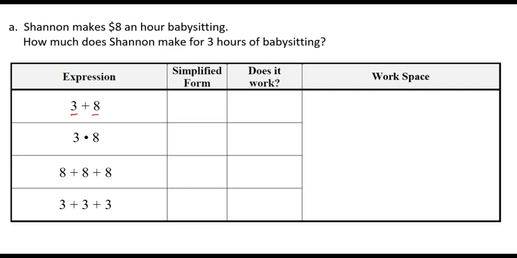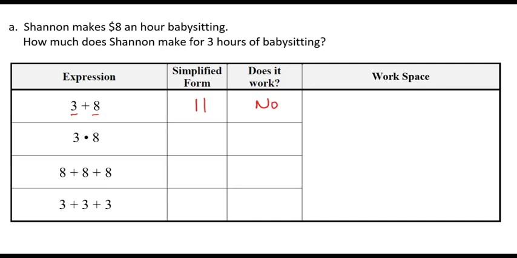When I simplify this, I get 11. 3 plus 8 is 11. Well, the story says that she makes $8 an hour babysitting and that she babysat for 3 hours. It does not make sense that she would make $11 for babysitting 3 hours at $8 an hour. So we'll say no, this does not work.